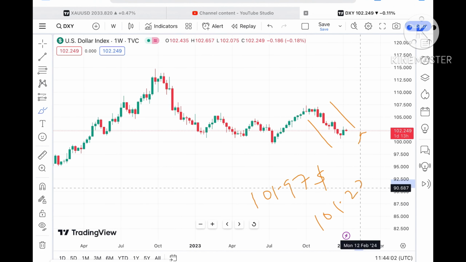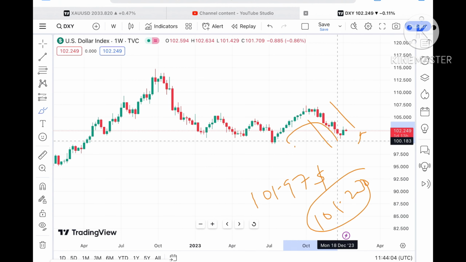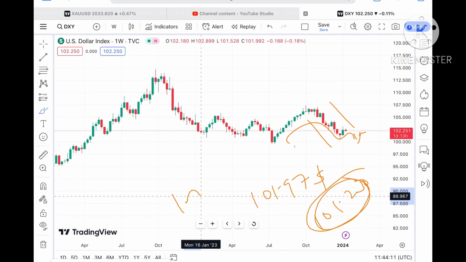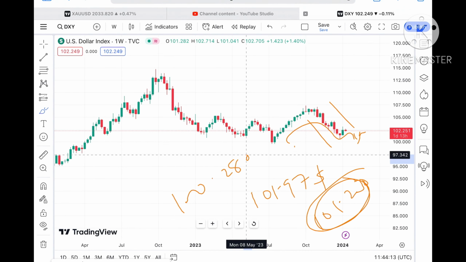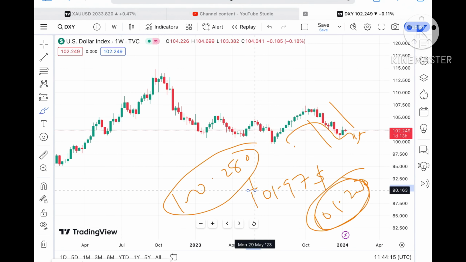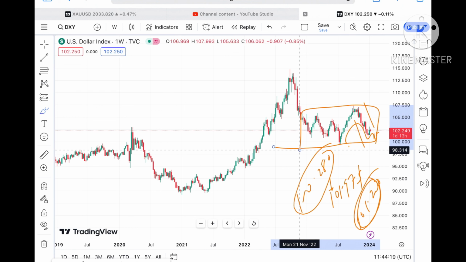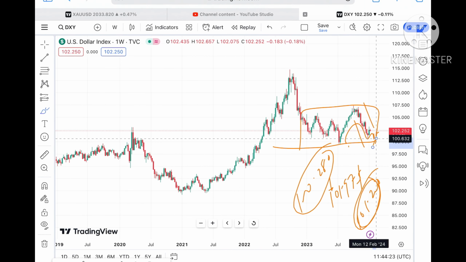But if it starts moving below a level of $101.230, a further fall we can see, because there is a clear pattern forming, and chances will be very high that once it starts moving below a level of 101, then a probability of going towards 100.280 will be there, and from there a further downfall. Look at this particular trend. This is the zone where the price of the dollar index has been moving for quite some time.